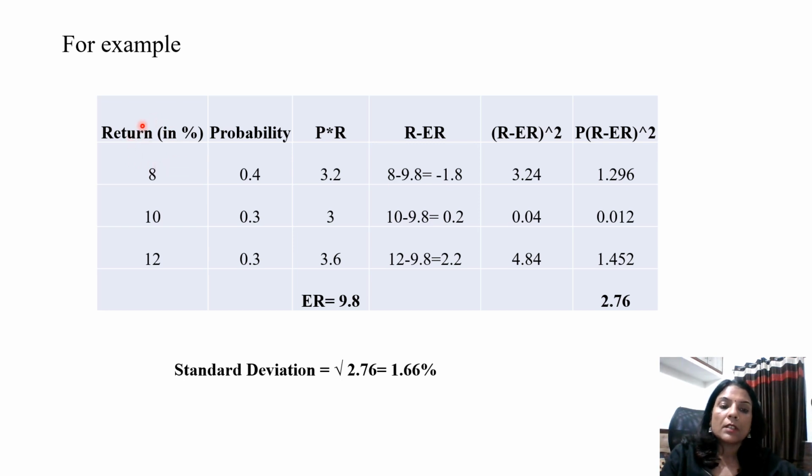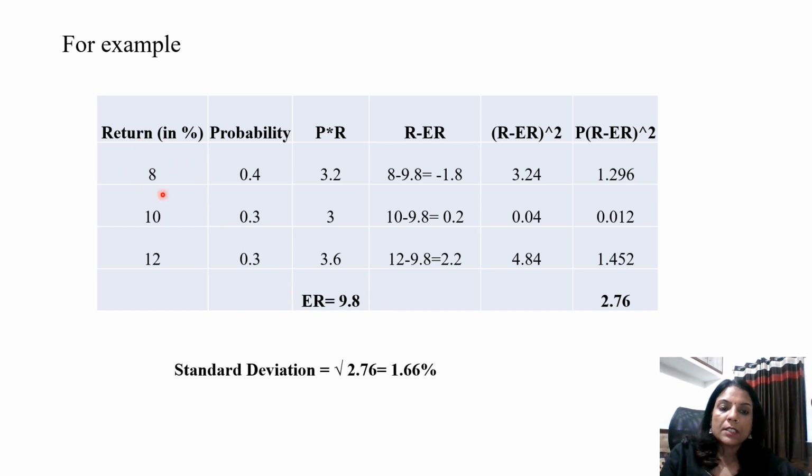They have given the return in percentage of different securities X, Y and Z. These are the returns: 8%, 10% and 12%. And the probability of return, they have given you 0.4, 0.3 and 0.3. These two sets of values we got from the question itself. Now the first step is we have to calculate the expected return. I have already discussed how to calculate the expected return.